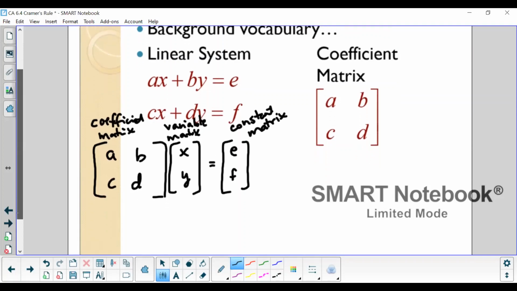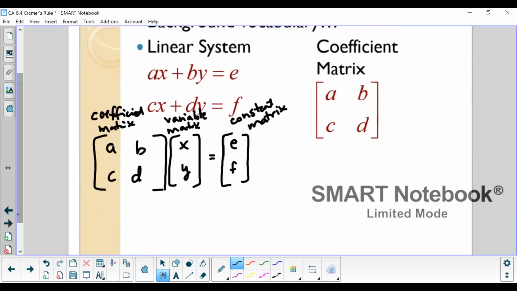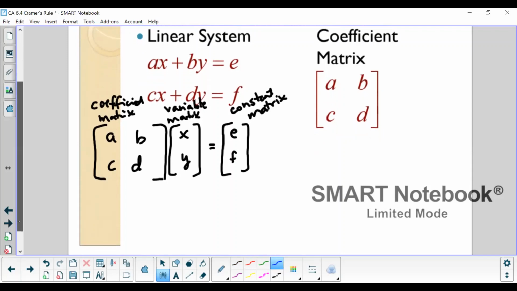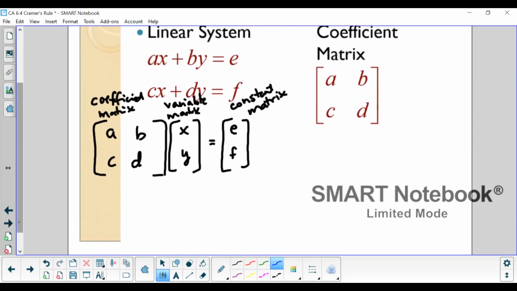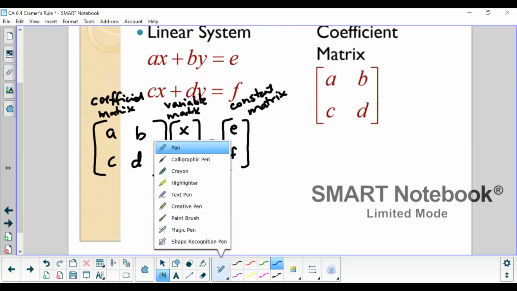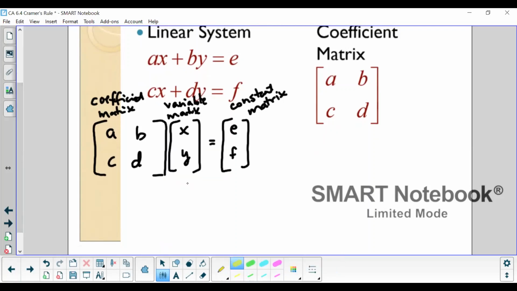And this kind of makes intuitive sense, right? A coefficient matrix, a variable matrix. But I'm going to write some stuff in blue, and this isn't really part of today's lesson. So if you don't want to write down the stuff I'm about to write in blue, that's okay. I just want to remind you of something that has to do with matrix multiplication. So again, what I'm about to write down isn't part of today's lesson. It's just a little review of some stuff we did before.